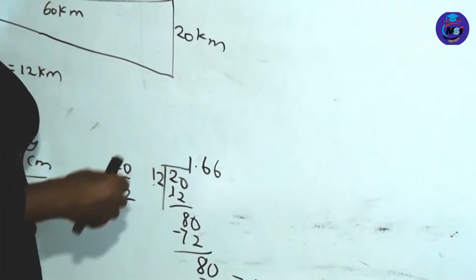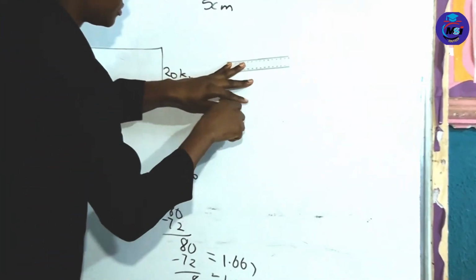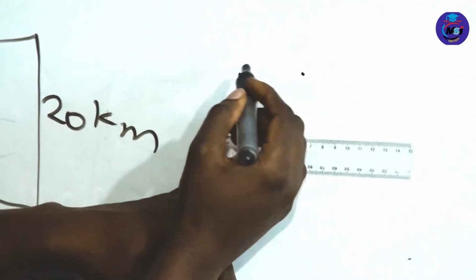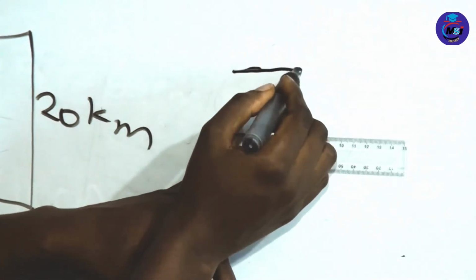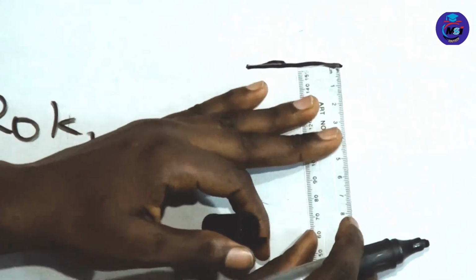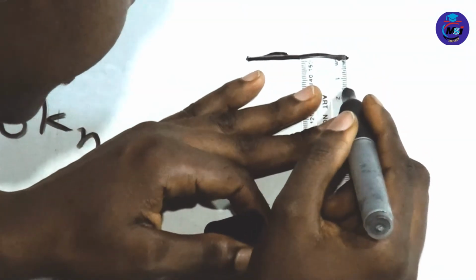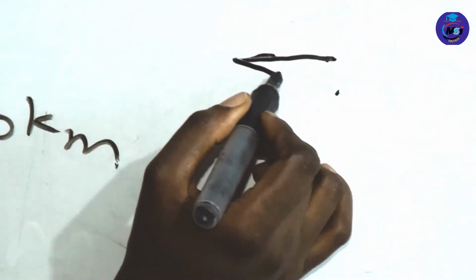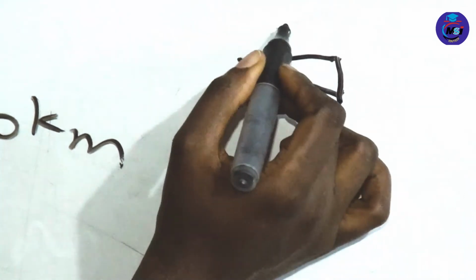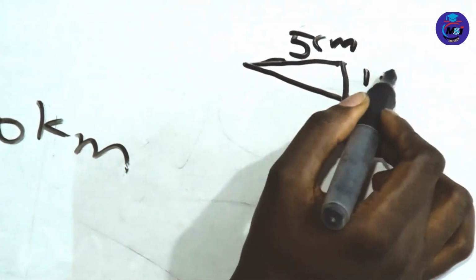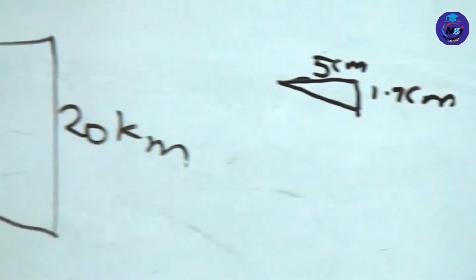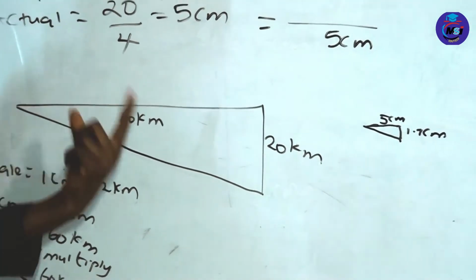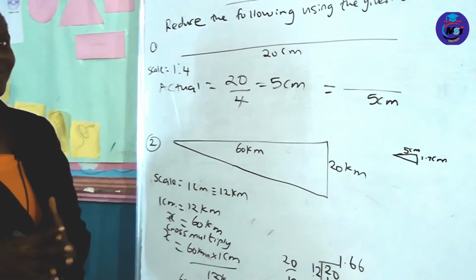So what do we do? 5 centimeters on a straight line, then 1.7 centimeters. So this is 5 centimeters and this is 1.7 centimeters. Can you see how reduced it is? It is very easy to draw this in your exercise book compared to drawing 60 kilometers. I hope that was fun.